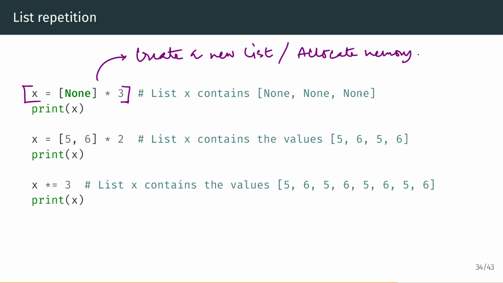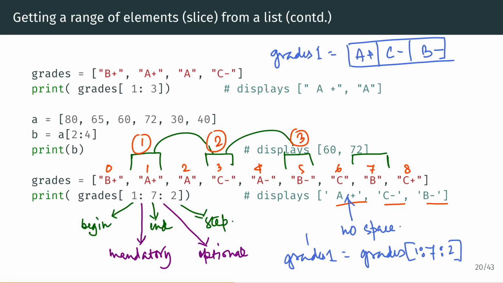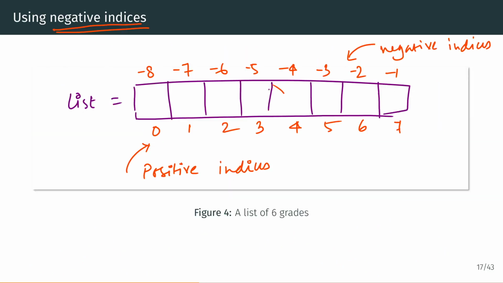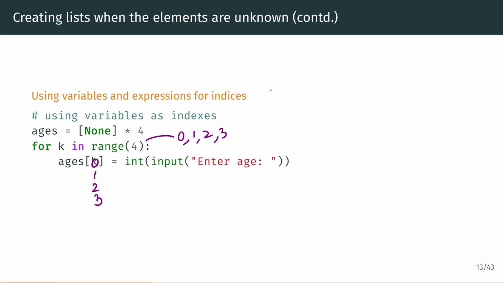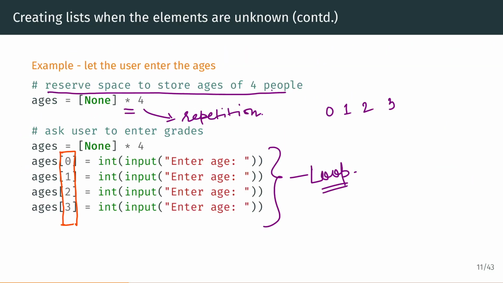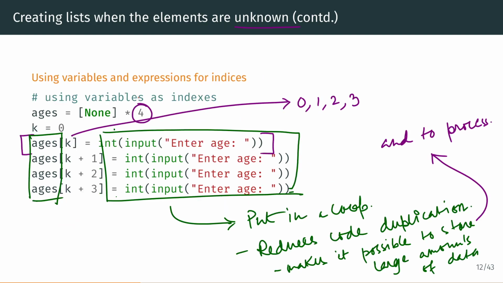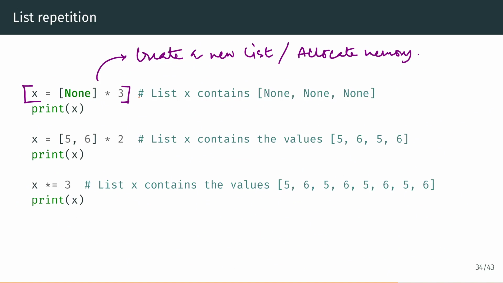Remember when we talked about creating lists for which you know the number of elements but not exactly what the elements are? When the elements are unknown but you know exactly how many there are, so reserve space to store the ages of 4 people. You know it's 4, so what we do is ages equals None times 4. We have already seen this syntax before, and now we know what it does.